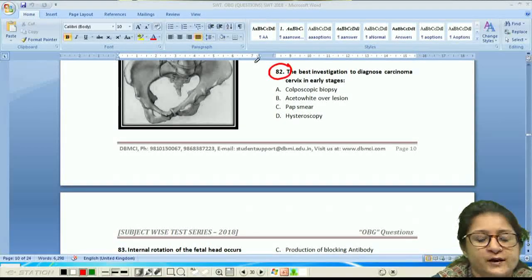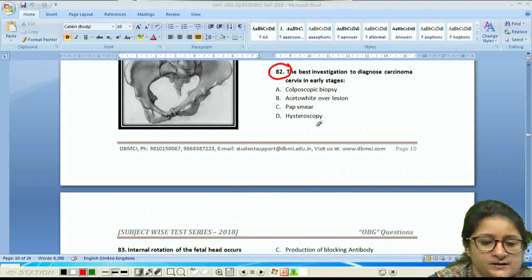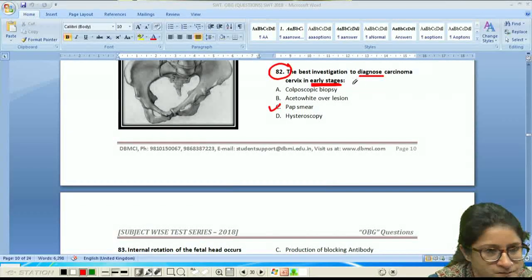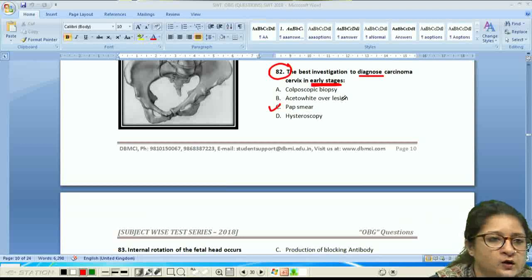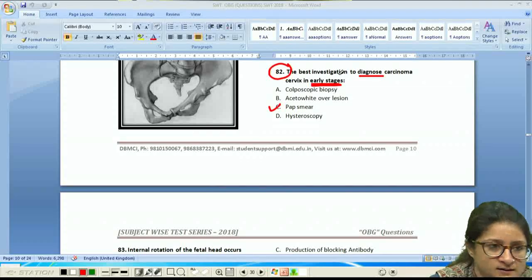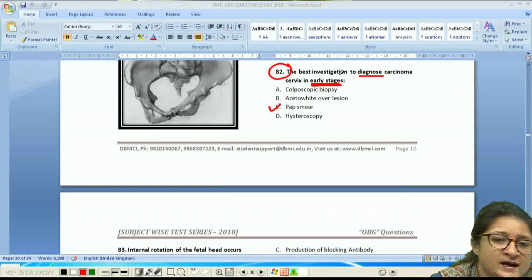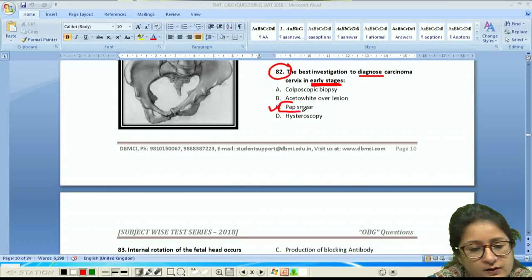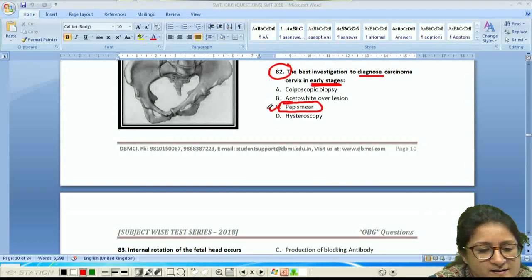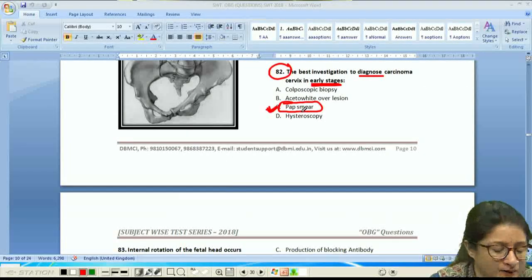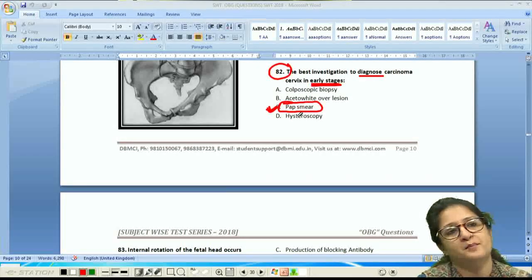The best investigation to diagnose CA cervix in early stages is a pap smear. Now see, to diagnose anything in early stages, what are they in a nutshell wanting to ask? They are asking screening. They are asking the screening method for early diagnosis. This is like PSM now, right? Early diagnosis and treatment is achieved by screening. So among all these methods here, the screening method is pap smear. So that is why in question number 82, the answer is pap smear.